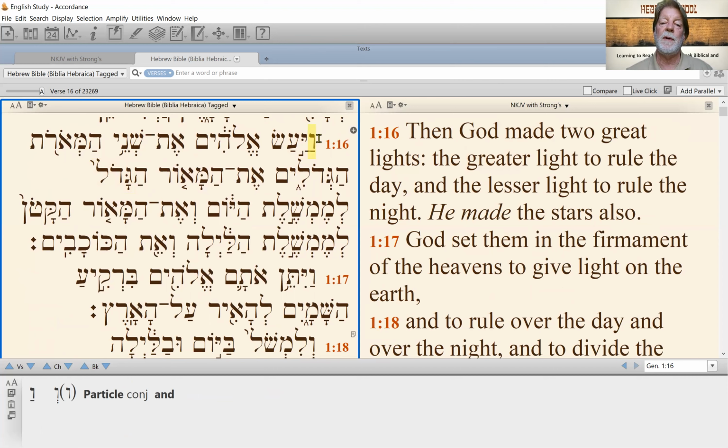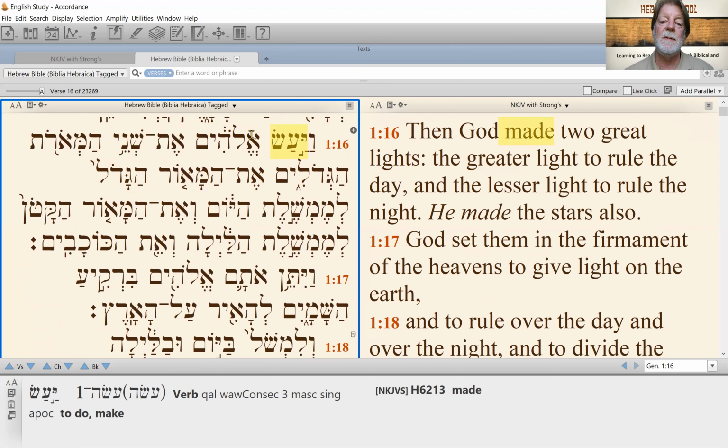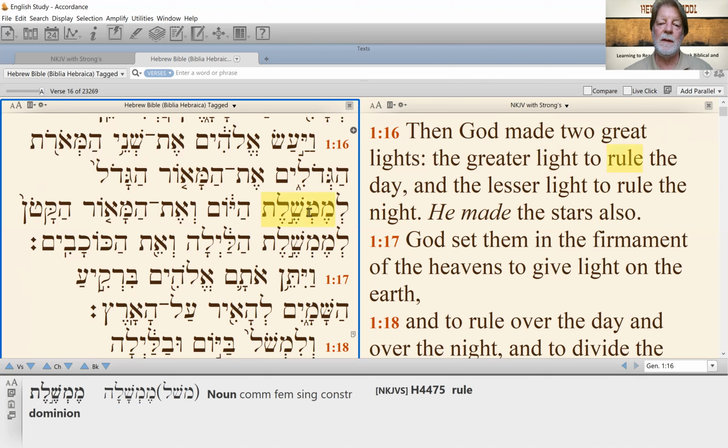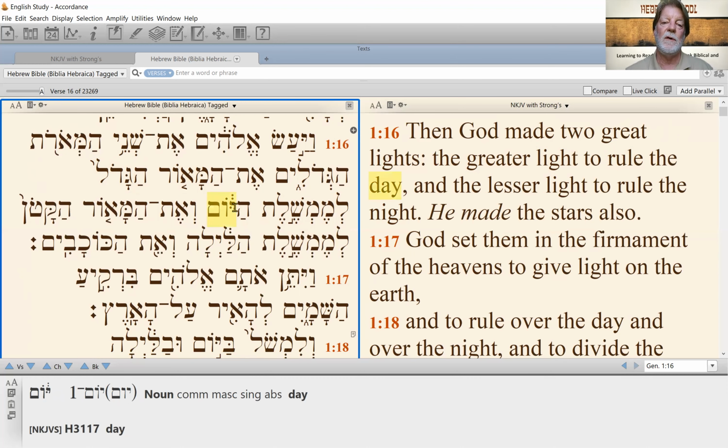Verse 16 is going to tell us a little bit more about these particular lights in the cosmos. Vaya'as, and God made, Elohim is the subject, et is the direct object indicator, shnei is the Hebrew word for two, hama'orot, the lights, hagdolim, the great lights. So he made two great lights, et hamaor hagadol, the greater of the shining lights, lememshelet, to rule over or have dominion over hayom. So he made two great lights.